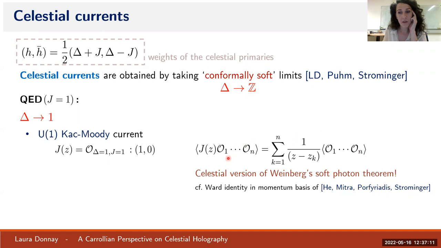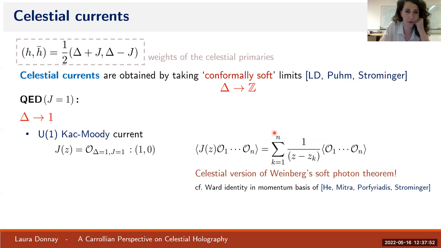And what people have already now understood for quite some time, tracing back to work of Strominger and the infrared triangle, is that this is nothing but a way to write the very famous, very old Weinberg soft photon theorem, which says that a particle scattering amplitude involving a zero energy photon will factorize and will be basically given by the amplitude without the soft photon. So this is the celestial encoding of Weinberg's photon theorem by inserting this delta equal one current.